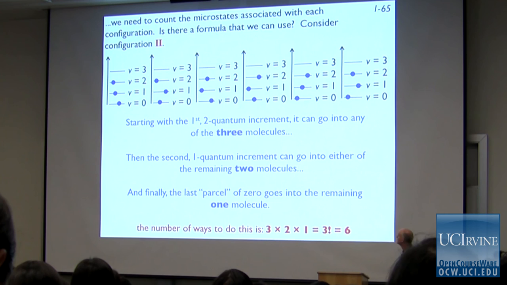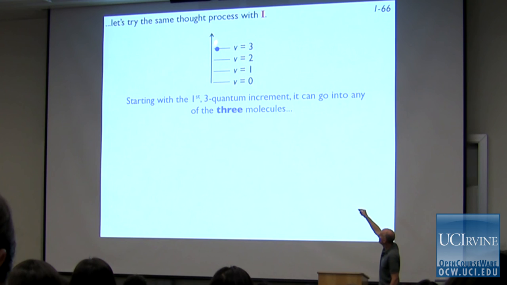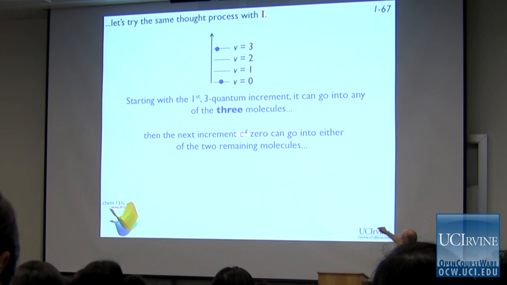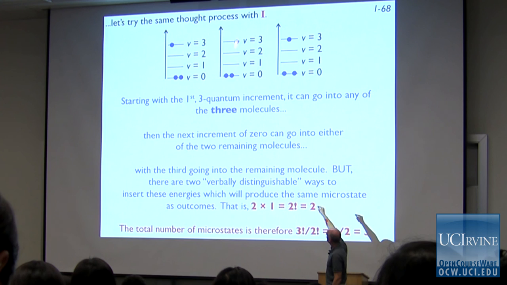Now, let's try the same thought process with configuration 1, where there was B equals 3, starting with the 3 quantum maker, we're going to need 3!. So we could put it in A, B, or C. Right, we chose A here. Then the next increment of 0 could go in. So the next two are going to be zeros. We can put the first 0 here or here. Right, it's got to go in the remaining two. Okay, so if we start here, we can put the 2 zeros here. If we start with B, we can put the 2 zeros here.